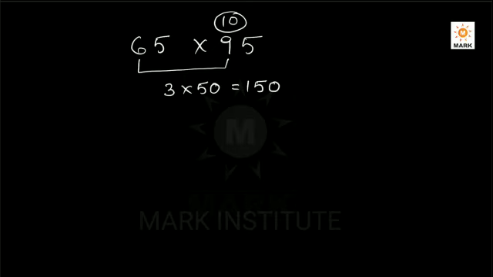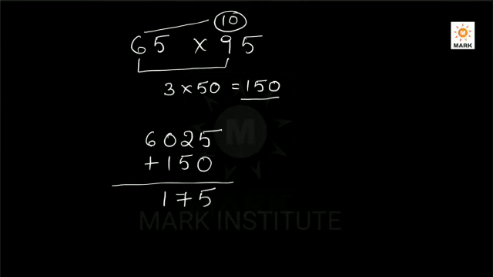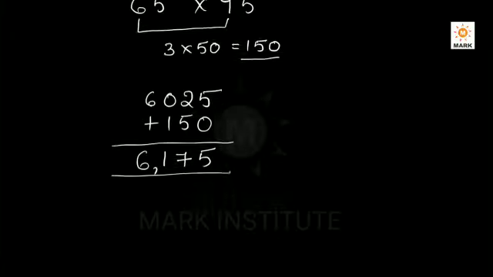Now the calculation starts. 5 into 5 is 25, always 25 in the units place and tens place. Multiply these two numbers, 6 into 10, 60, add this number plus 150. Your answer is 6175.